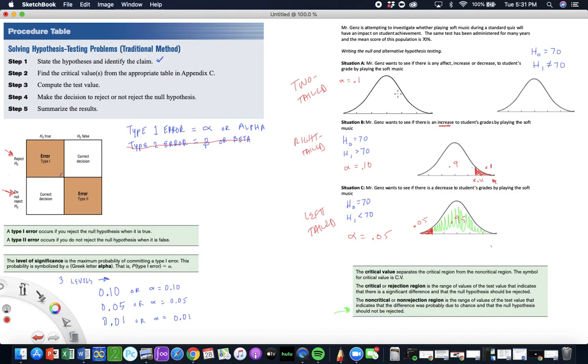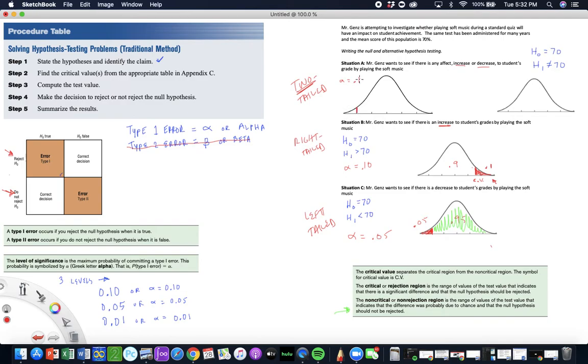Now, if I do a two-tail test, that means I'm saying whether it increases or decreases. I'm just saying, does playing music have any effect? And kind of going in with an open mind, all right? So in this particular case, I have to split it because it's two-tailed. I have to split it between both sides.